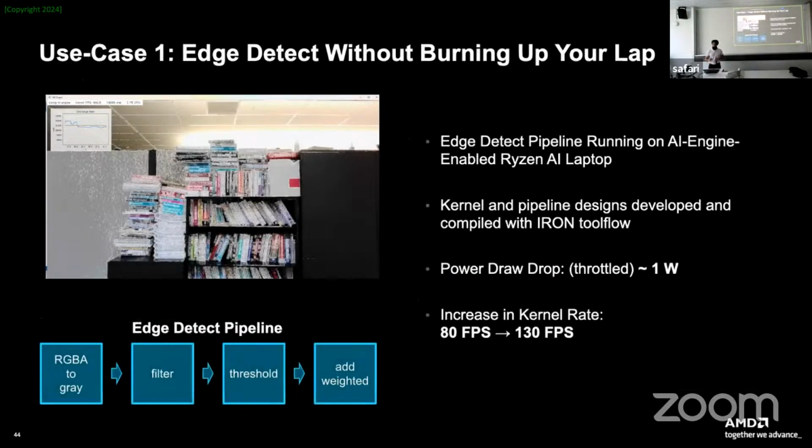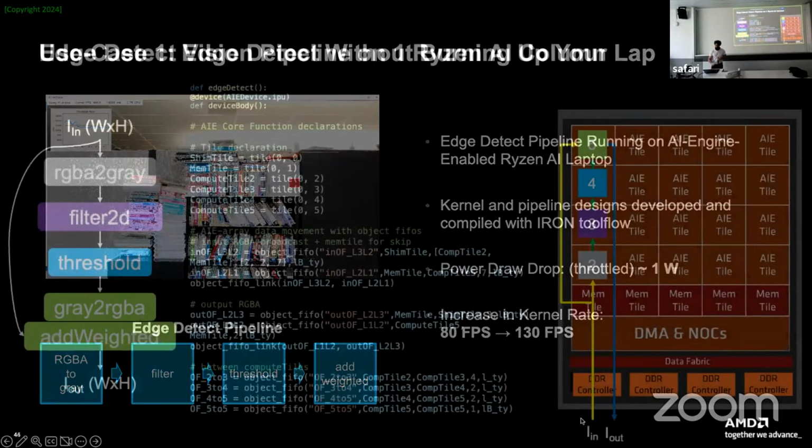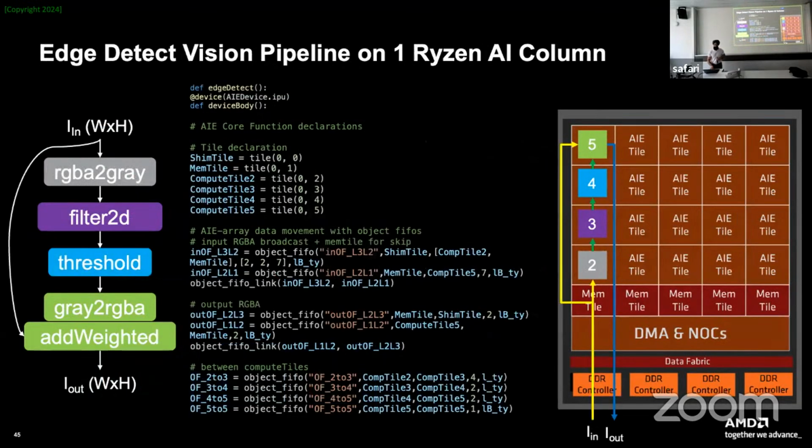So let's go into some more real world use cases. For example, this one is edge detect. One thing I would like to mention is that these AI engines consume really low power, almost a few watts. If you have a complete edge detect pipeline and you would like to run it on your AI engines, we saw that we can get less than 1 watt of power consumption, and you can increase the kernel rate compared to running it on the CPU of this Ryzen laptop, which I was showing. The implementation of this pipeline is a bit more complex than the previous one.